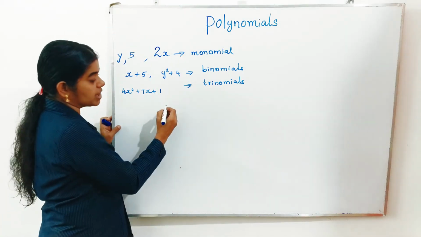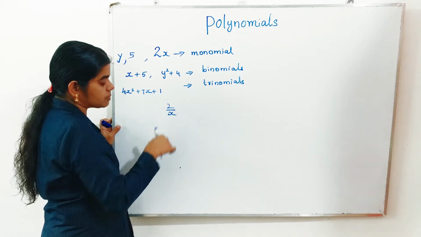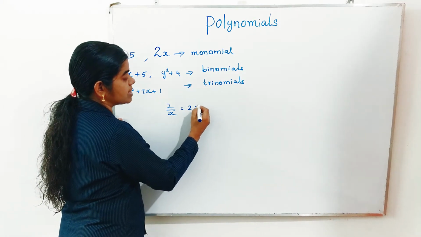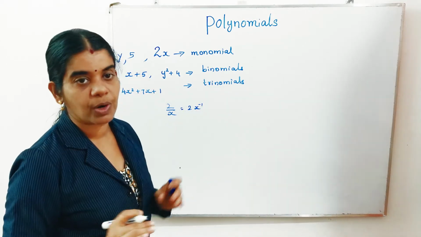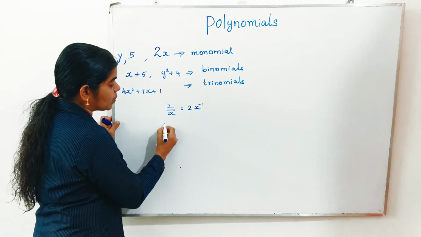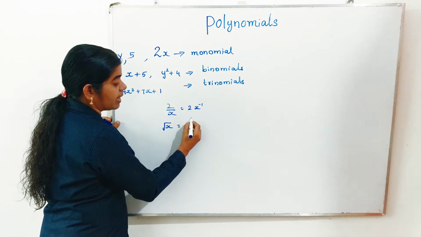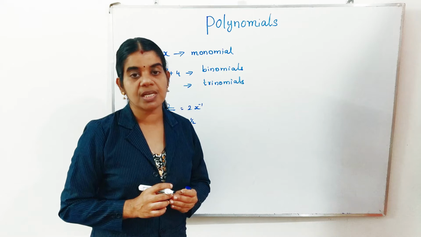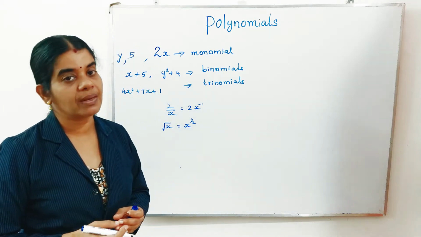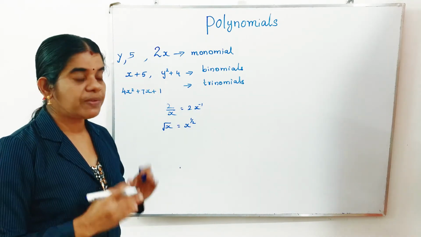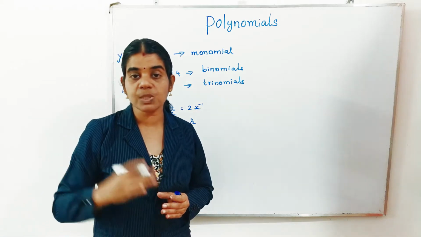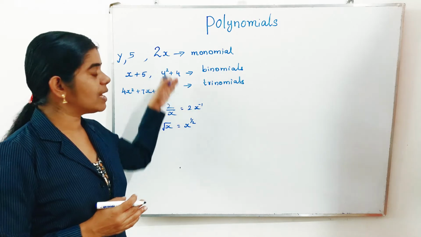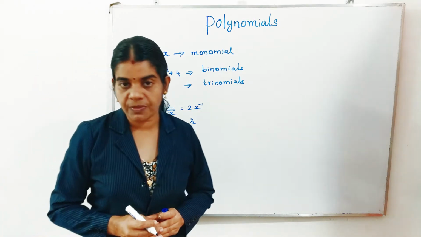Suppose you write 2 by x, then x's power is negative. If you write 2 into x raised to minus 1, it is not a polynomial. Like that, root x means x raised to 1 by 2, its power is a fraction, so that also is not a polynomial. So polynomial means its variable's power is always a positive whole number. These are all based on the terms we classified.